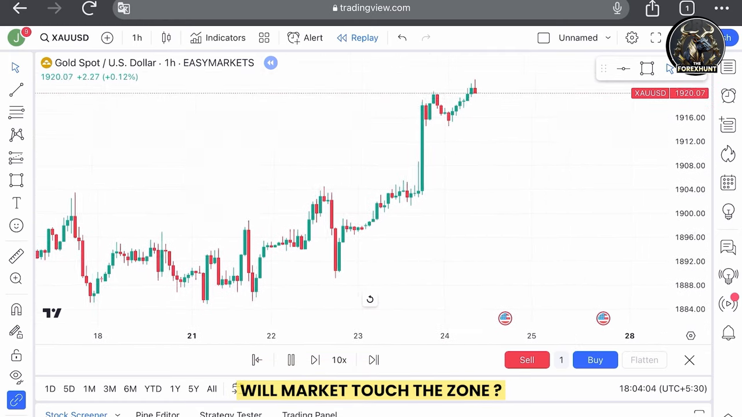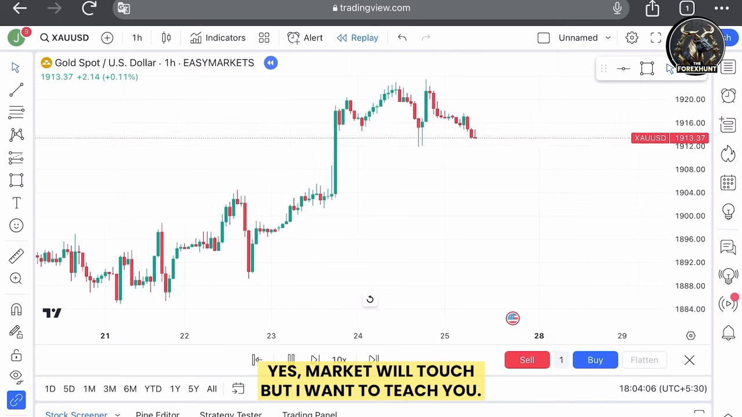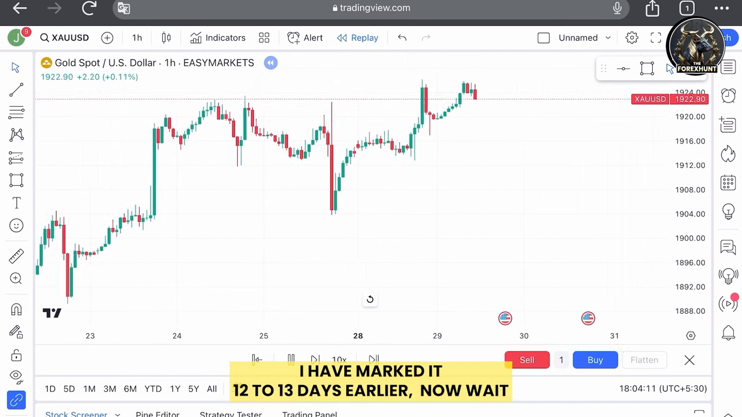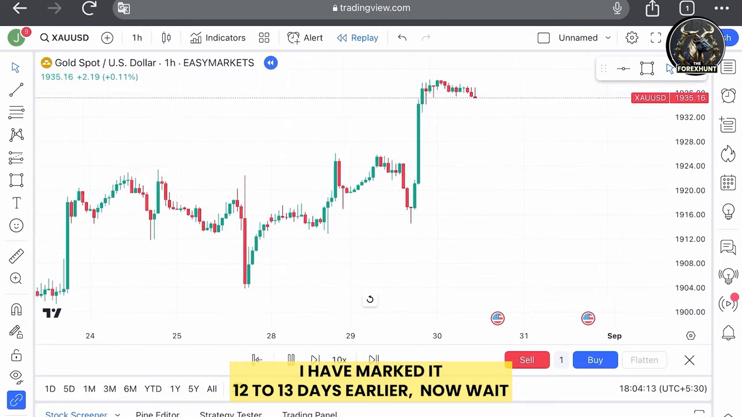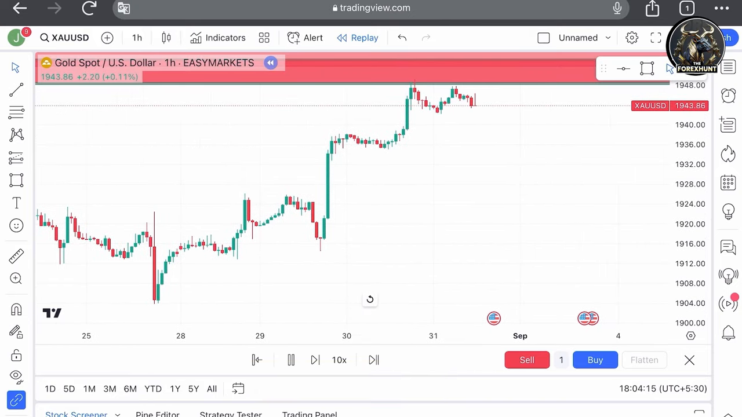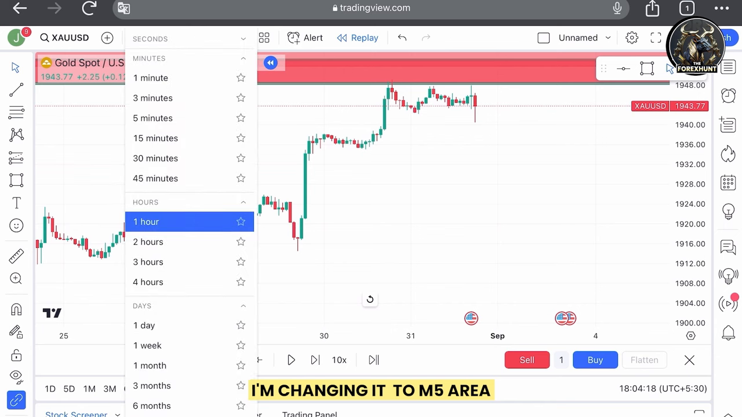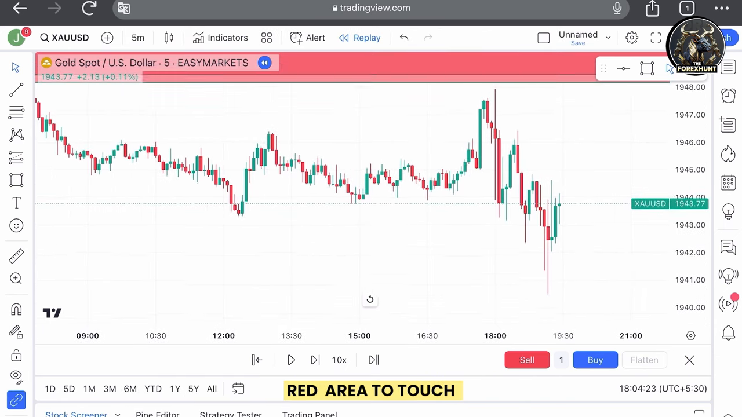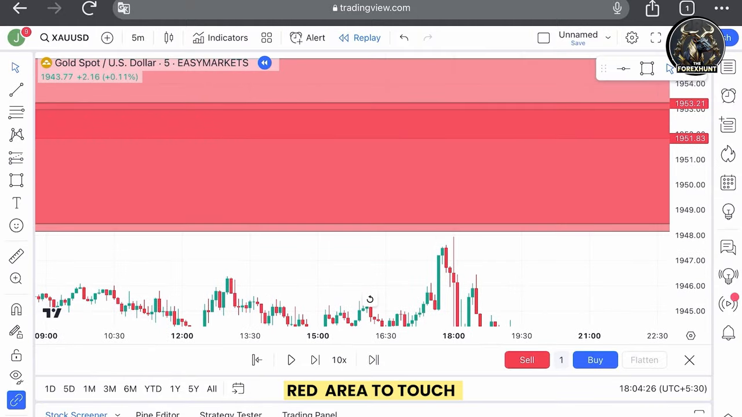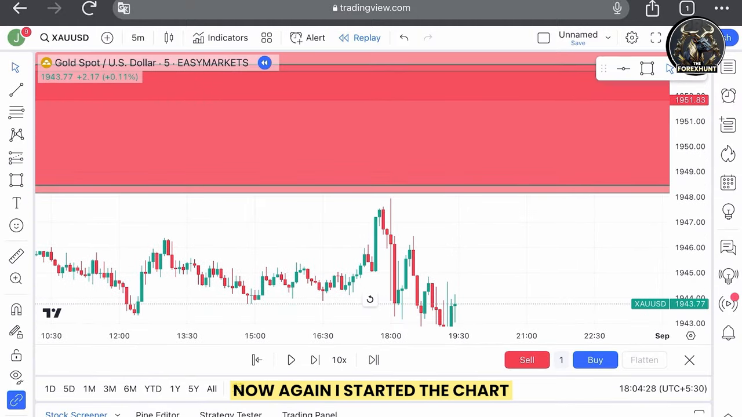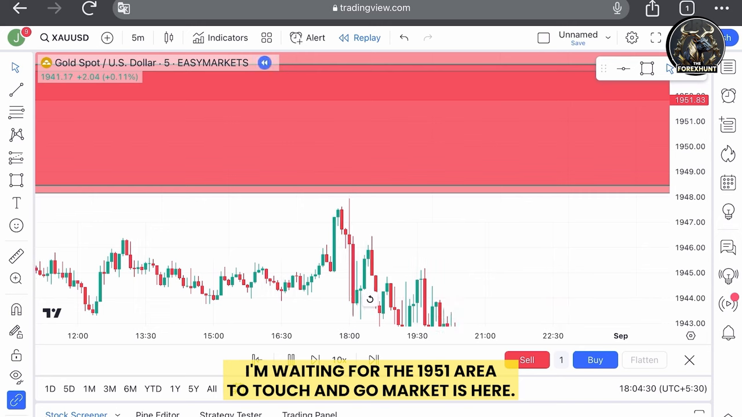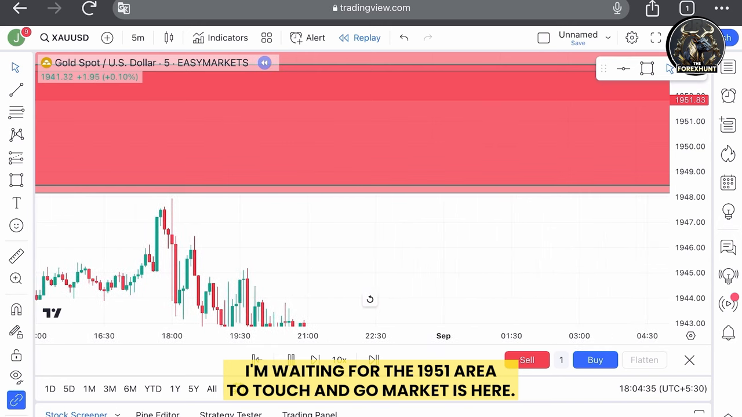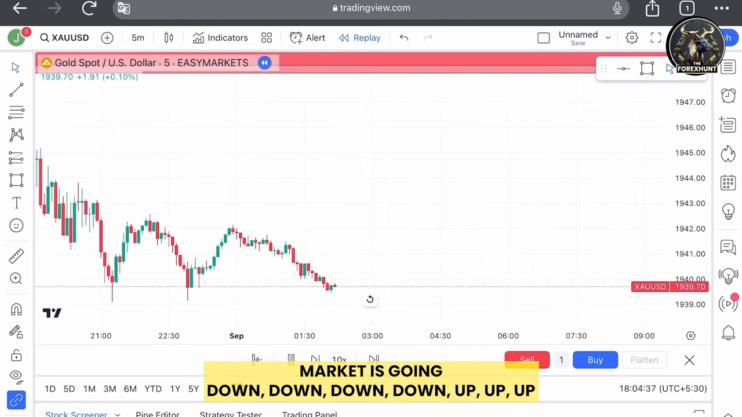Will the market touch the zone? Yes, the market will touch. But I want to teach you what will happen if the market touches the zone I have marked. I marked it 12 to 13 days earlier. Now wait, I'm changing it to the M5 chart, because I'm waiting for this red area to touch, this 1951 area. Now again I started the chart, I'm waiting for the 1951 area to touch and go. The market is here, going down, down, down, up, up, up.